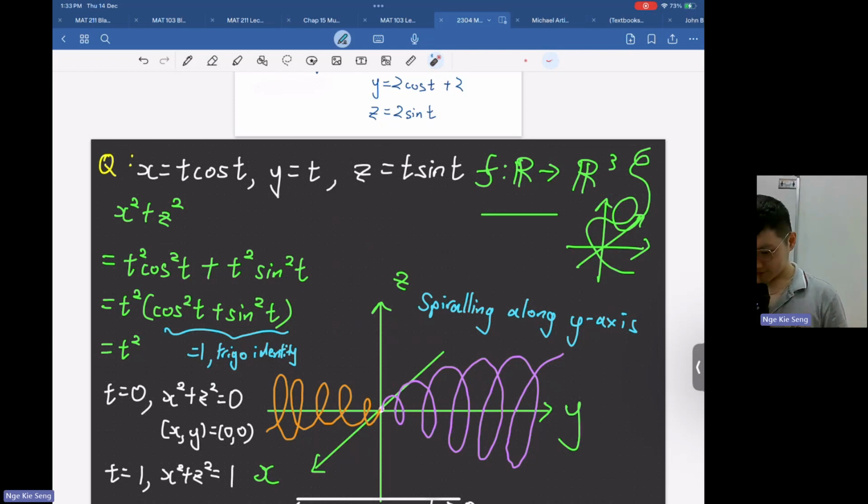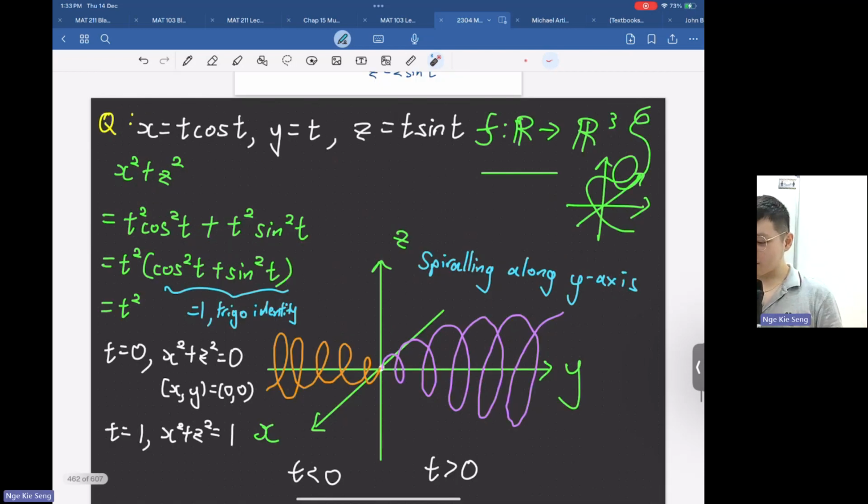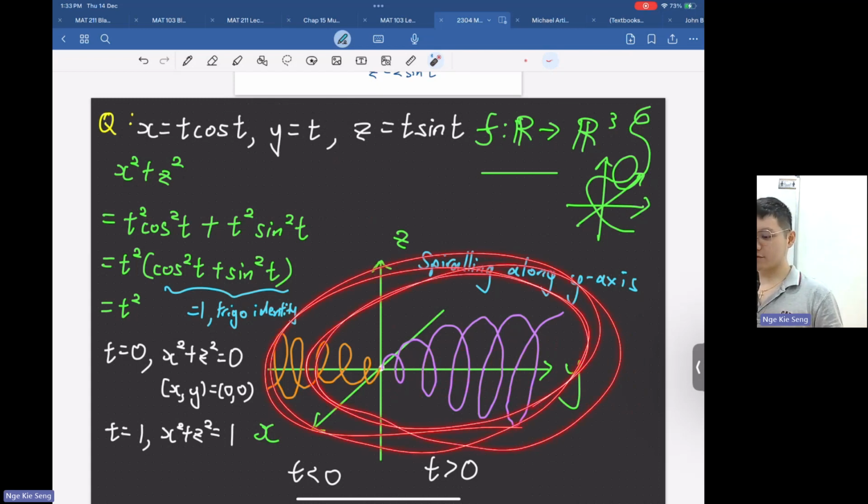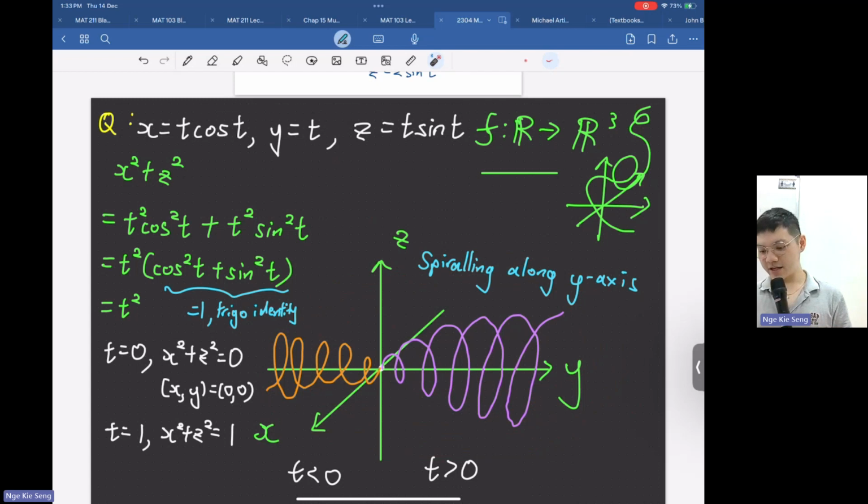Okay, cool. But there's one interesting thing about this shape here. Should this shape spiral in this direction or in the other direction? This really depends on your t. At least this is what we got last time, and you can check whether it's true or not. For t less than 0 it spirals anti-clockwise, and for t greater than 0 it spirals clockwise. You can try and check.